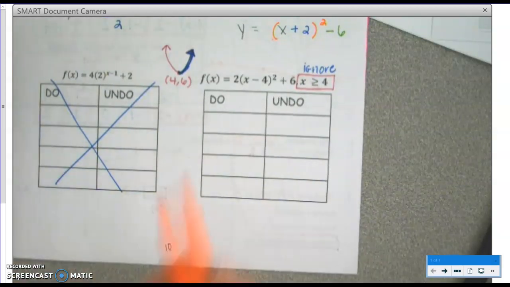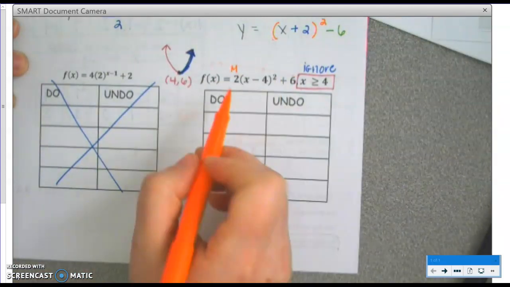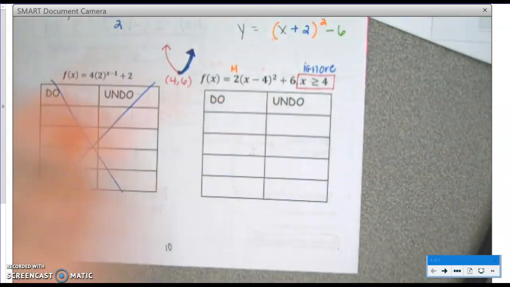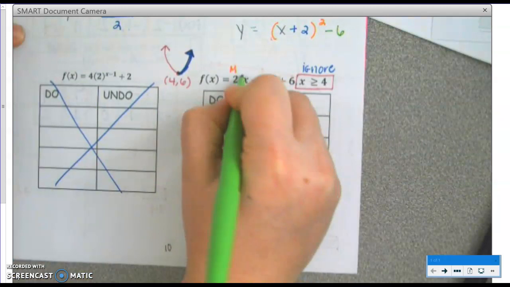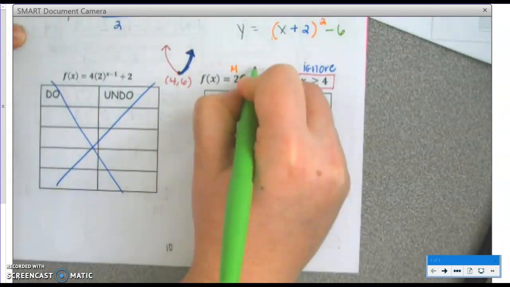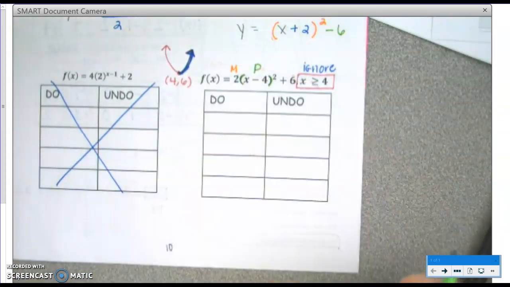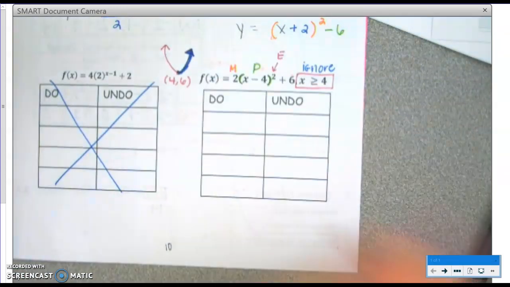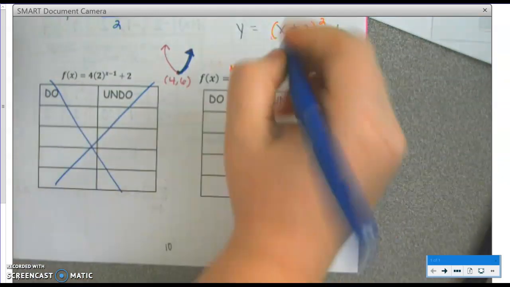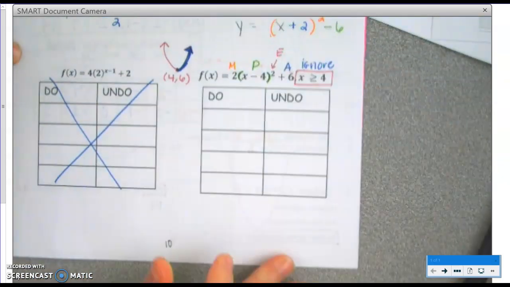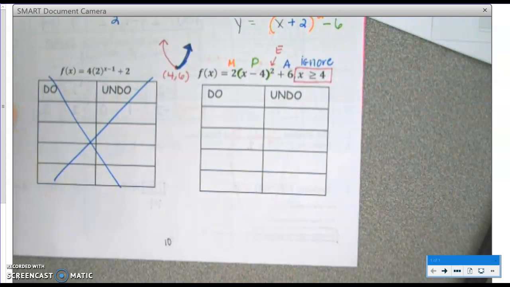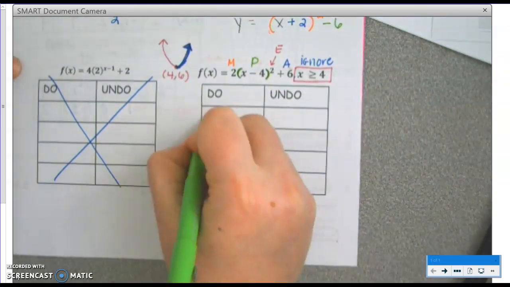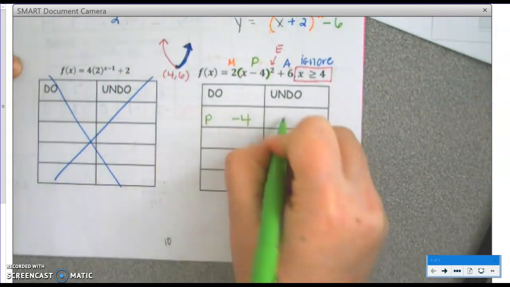So I am going to notice there's some multiplication here. This is 2 times. I obviously have parentheses. I can see them this time. So I have an operation inside the parentheses. I also have an exponent. And then I am also adding 6. So please excuse my dear Aunt Sally. Minus 4, the opposite is plus 4.